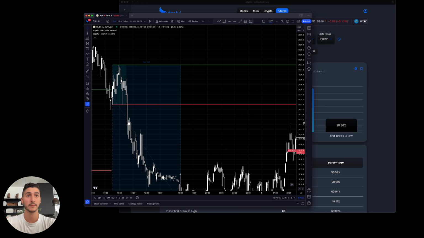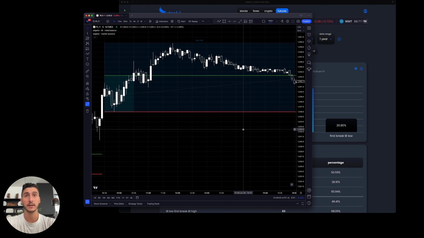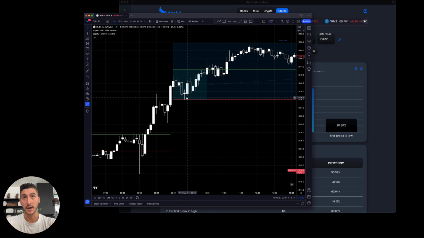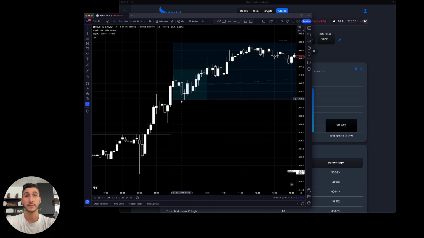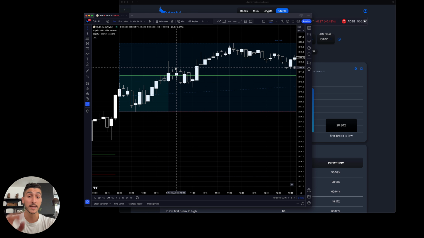So the way that you need to think about it is, if the bottom forms first, I can expect the top to break. And this is obviously only for platinum in the New York session. But if the bottom is formed first, I can expect the top to break. And if the top forms first, I can expect the bottom to break. Now this break means just a wick. It doesn't mean a certain candle close. It just means if price breaks out to the top side, that counts as a break. So just keep that in mind.